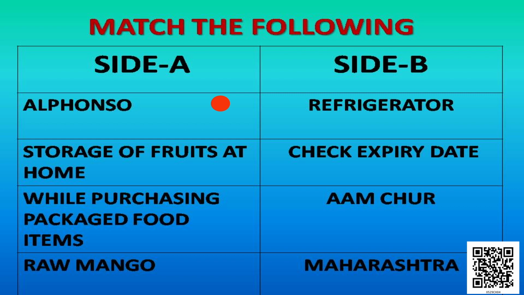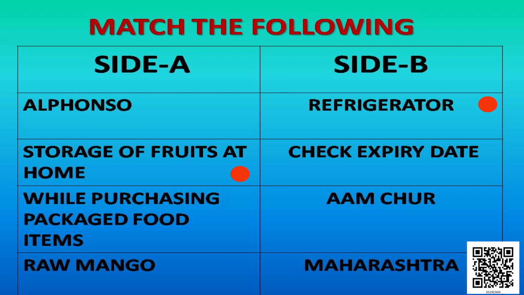Now, come to your second one, that is storage of fruits at home. Tell me, through what way can you store your fruits or eatables or vegetables? Now see side B, what is written here? Maharashtra is already gone. Now 3 options are before you: refrigerator, check expiry date and Amchur. Which one? Yes, you are absolutely correct, that is refrigerator.